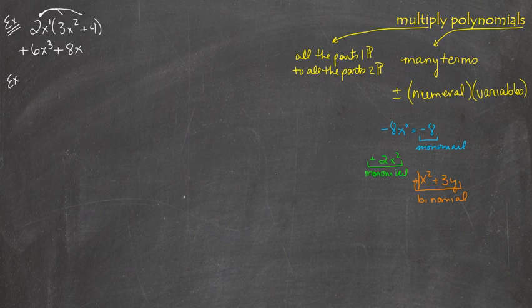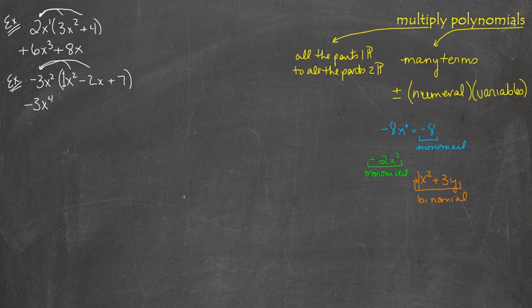Let's multiply a monomial times a trinomial. Let's multiply negative 3x squared times x squared minus 2x plus 7. Again, I'm going to multiply the one part of the first number to each part of the second number. So the first one, a negative and a positive is a negative. 3 times 1 is 3. And then let's count up our x's. I have 2 here and 2 here, so I have 4 altogether.